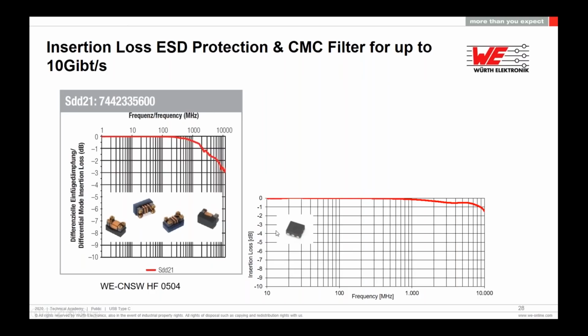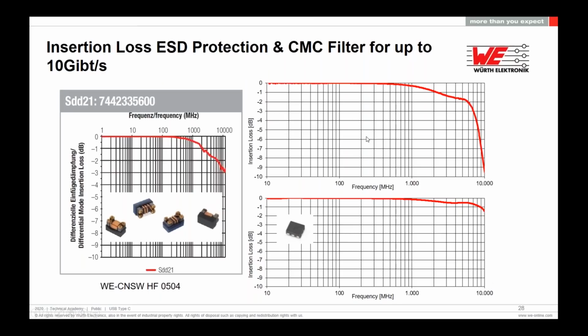Then if you look at the insertion loss of the TVS diode for the super speed lanes, you only have 1.5 dB of insertion loss at 10 gigahertz, which is also pretty low. And for the lower speed lines, we use this bigger one, which has approximately minus 3 dB at 7 gigahertz. So also not bad, but not suitable for very high frequency devices.